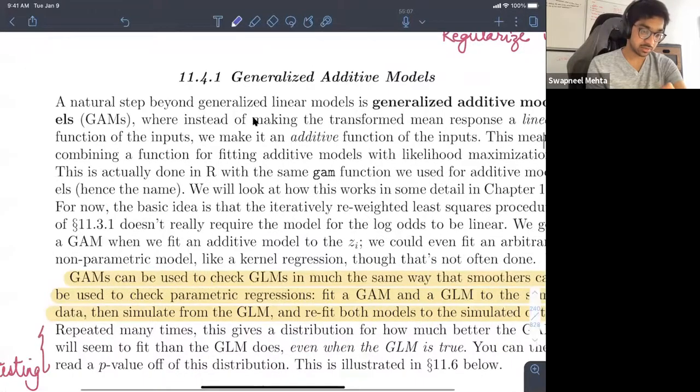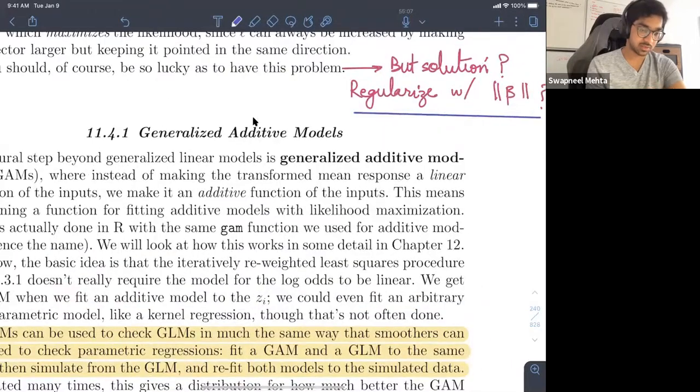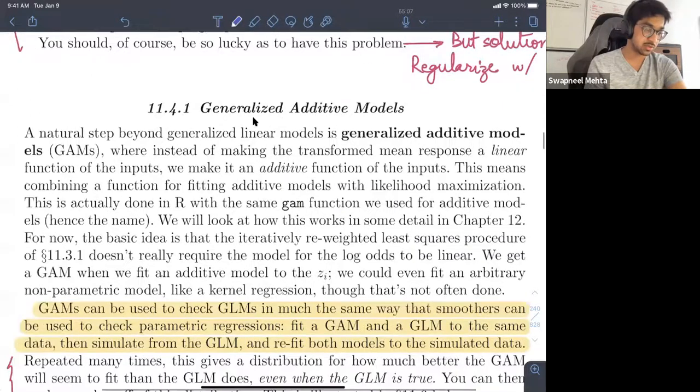So I think the solution to that problem is to regularize with the norm, but I don't know if that is really the case.